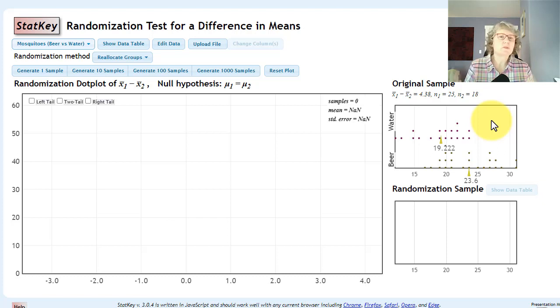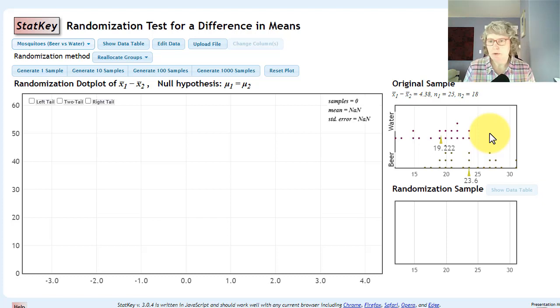So what we do is we just reshuffle the groups. It's called reallocating the groups. You'll notice there's some different randomization methods here. We're going to mostly just use reallocating the groups. So imagine if we had a deck of cards, 43 cards, and we had the number of mosquitoes for each person, and then we just shuffle them up, and then we deal 25 in the beer group and 18 in the water group, and then we average the mosquitoes in each group, okay? That's what this simulation is doing.